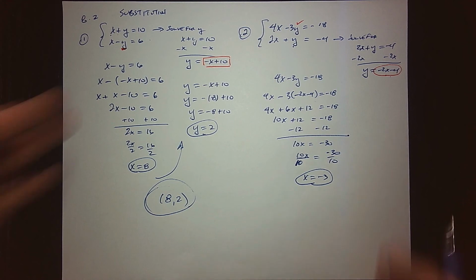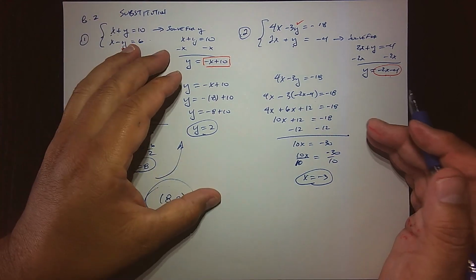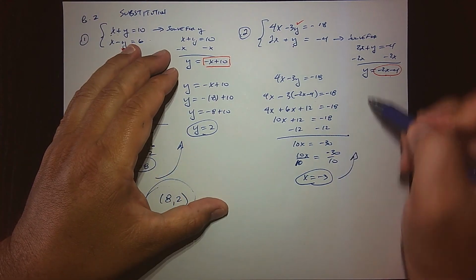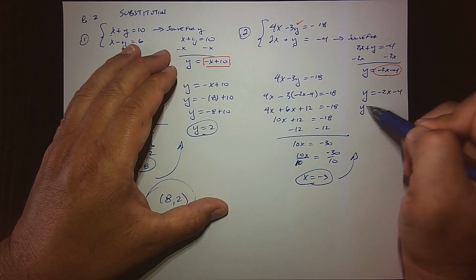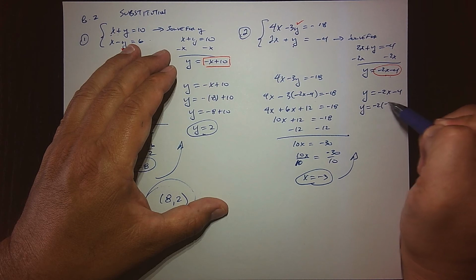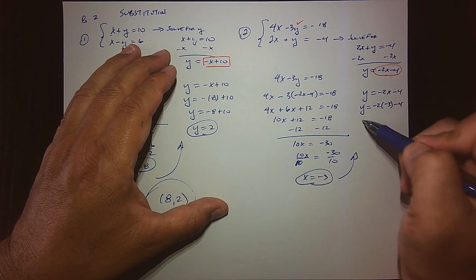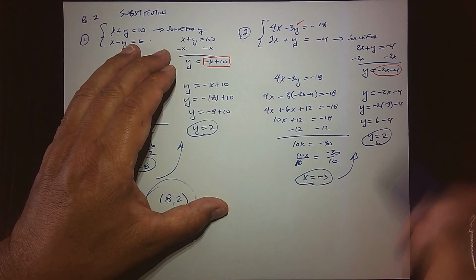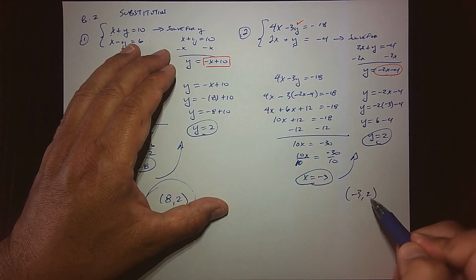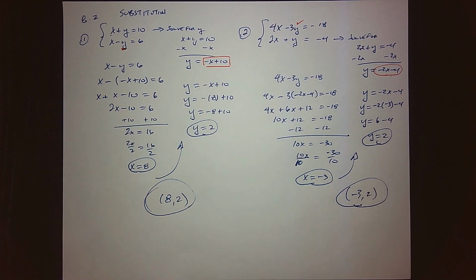We're not done yet because we're trying to find an ordered pair, a point of intersection. So I'm going to come back up here and I'm going to solve for my y value. So now that I know what x is, I'll make that substitution. This is 6 minus 4. It looks like we get y equals 2. So the ordered pair that solves this system is negative 3, 2.